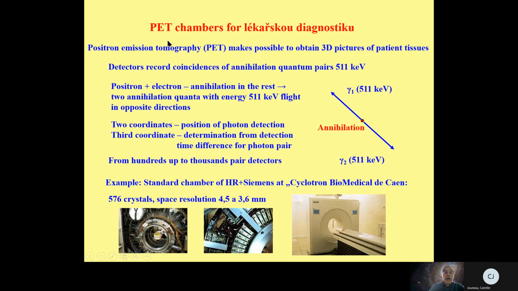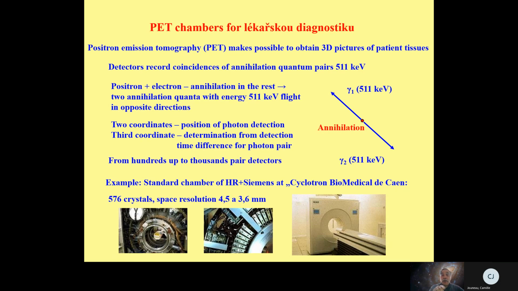Positron emission tomography chambers have hundreds up to thousands of detectors, and they are mostly scintillators. They are scintillators because in this case we know the energy of this gamma: it is 511 keV. But we need very high efficiency, because if we have high efficiency, it is necessary to give the patient only a small amount of radiation.